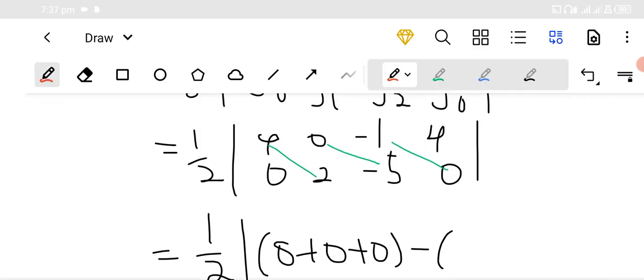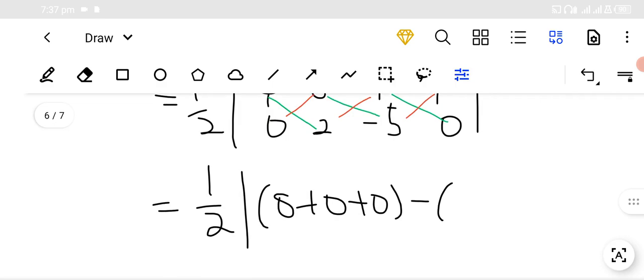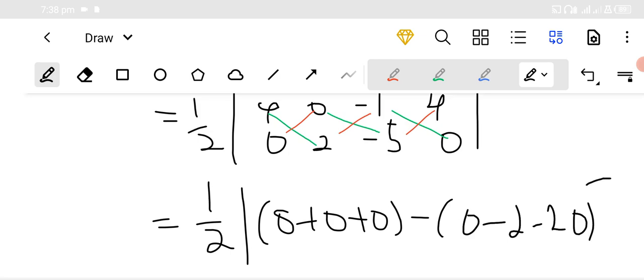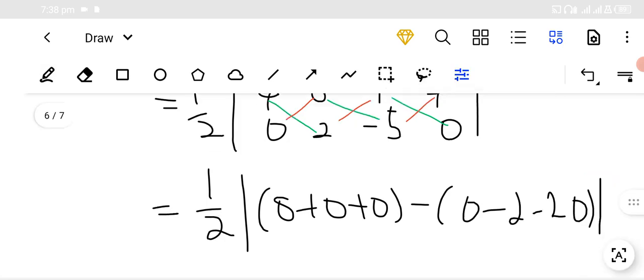Across, how do we go across? We say 0 times 0, 2 times negative 1, negative 5 times 4. In which we're going to have 0 times 0 is a 0. 2 times negative 1, negative 2. Then here I'm going to have a negative 5 times positive 4, which is negative 20. And then you can close the modulus like that.